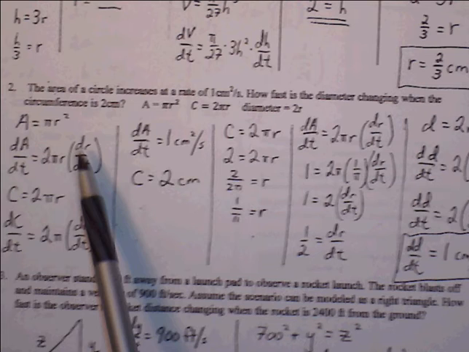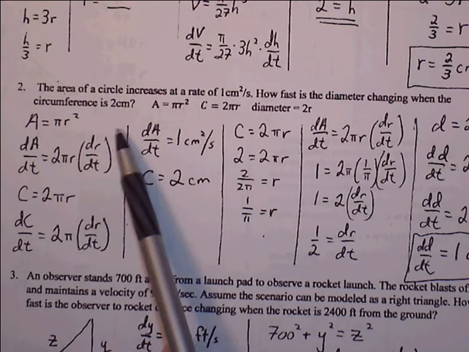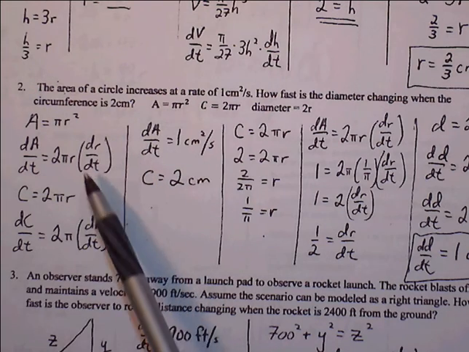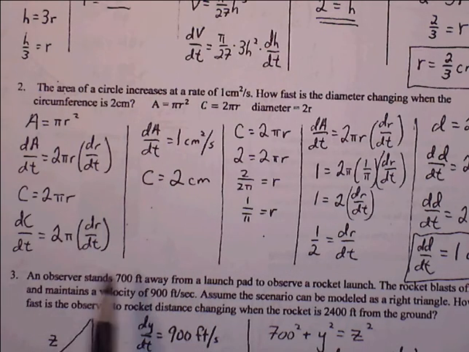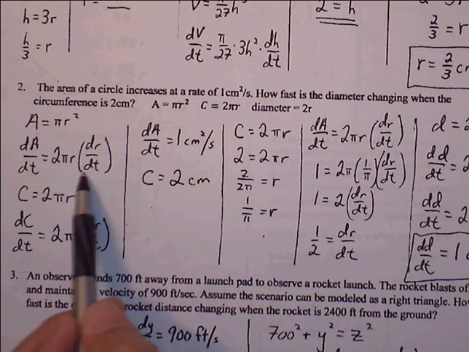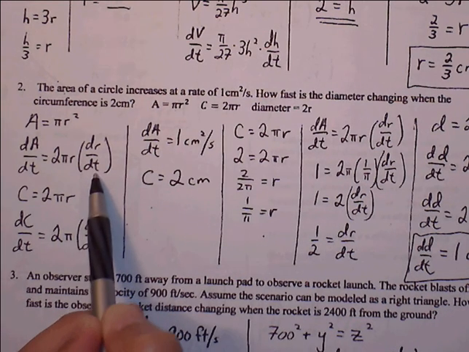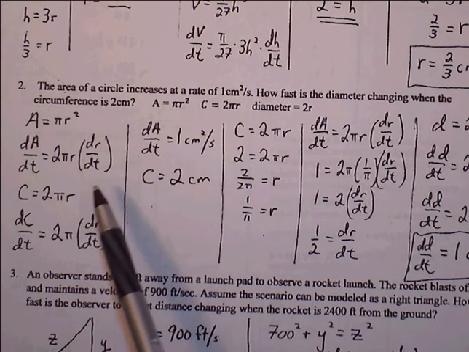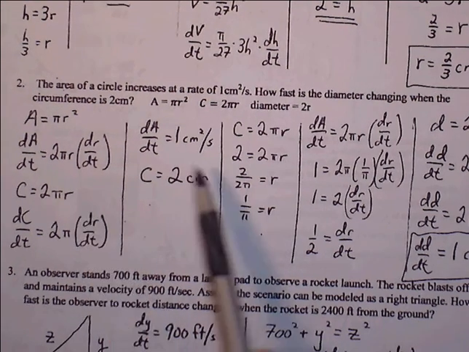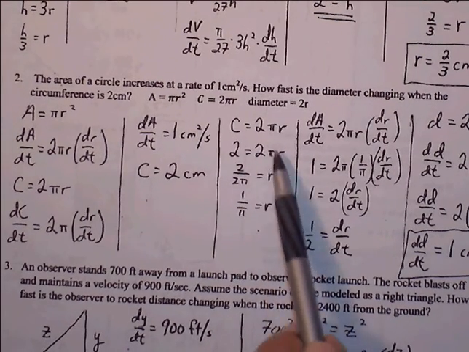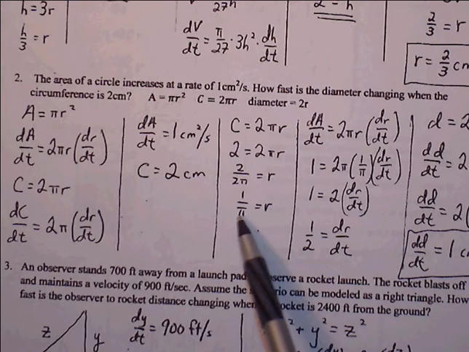So we're basically using everything that's in front of us and trying to piece together how best to solve the missing variable. In this case, the missing variable is dr/dt, because we know that dr/dt will lead us directly to the rate of change of diameter. So we're going to find the radius first. The circumference is 2 centimeters, so 2 equals 2πr. Divide both sides by 2π. The radius is 1 over π.